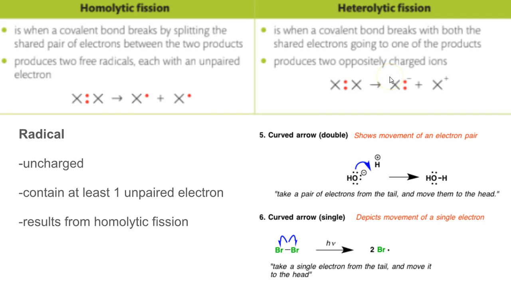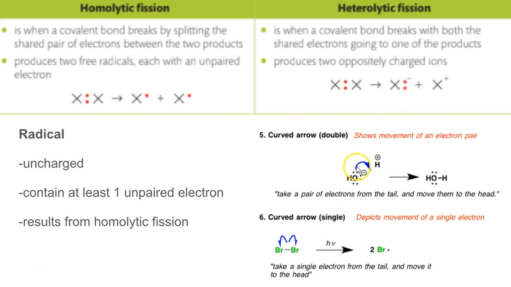We have heterolytic fission, where when we break that covalent bond, both electrons are going to one atom. What this does is it creates one positive and one negatively charged atom, since both the electrons are going to one species.